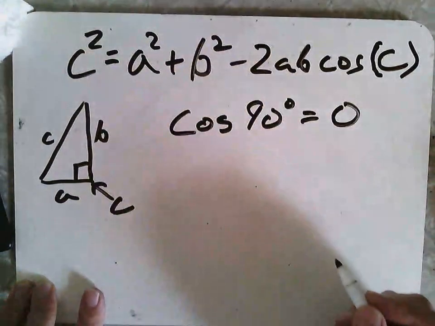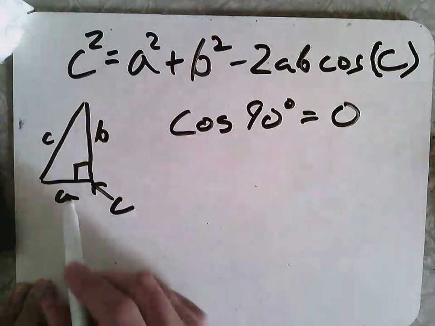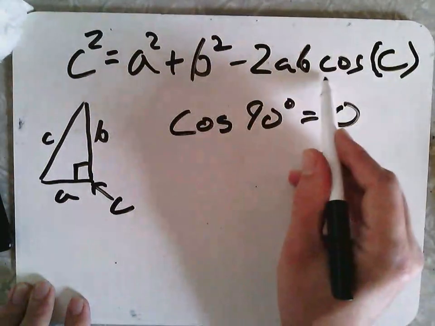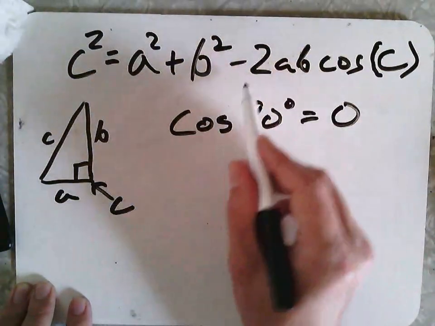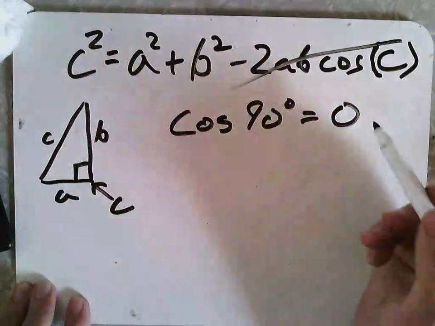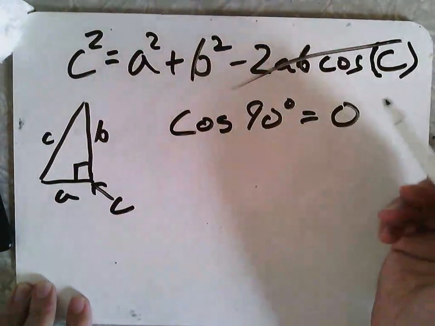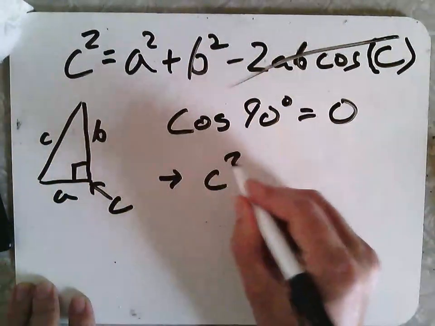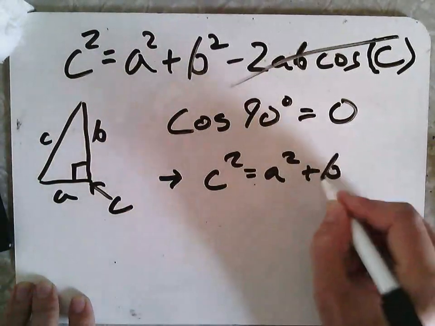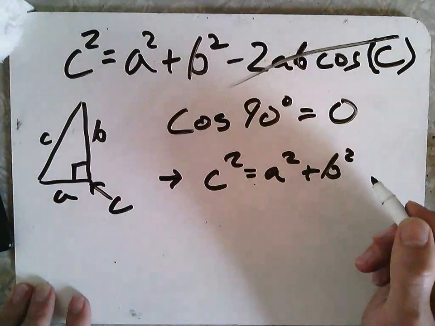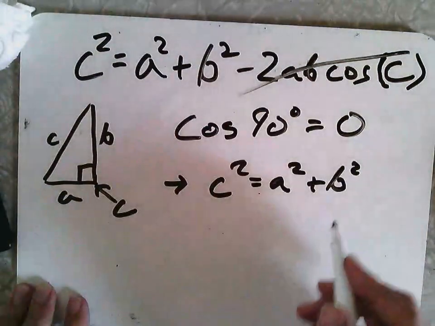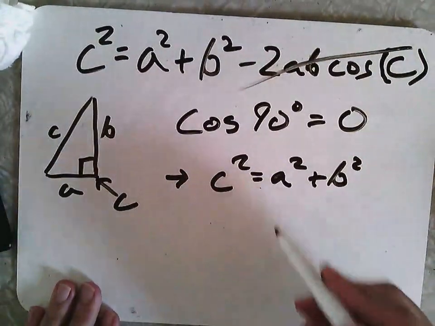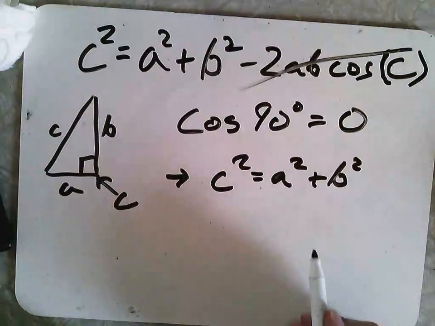So when this angle C is 90 degrees, cosine of C is equal to 0, which means this whole part back here gets canceled out, because it's minus 2ab times 0, and 2ab times 0 is 0. The whole thing reduces to c squared equals a squared plus b squared, which you had better know is the Pythagorean theorem. So it's neat to think that the Pythagorean theorem is really just a special case of the law of cosines.